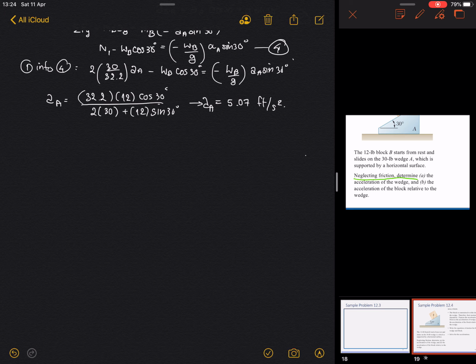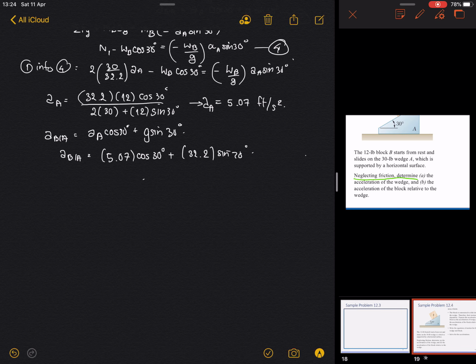And then you know that ABA equal to A cos 30 plus G sine 30. Then this ABA is equal to 5.07 cos 30 plus 32.2 sine 30. And then in the end you will get AB.